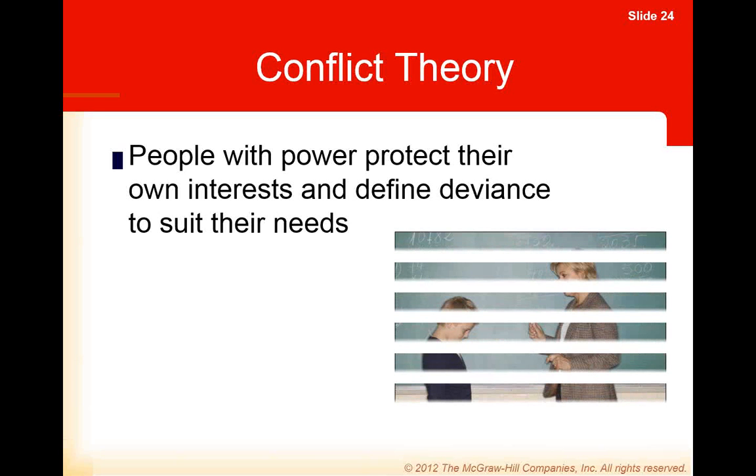Okay, now we get to conflict theory. People with power protect their own interests and define deviance to suit their needs. Why do you think we see violent crime instead of corporate crime more frequently in the news? According to conflict theory, it's because violent crime, or what we would call street crime, is committed by people from lower classes. Corporate crime is committed by the elites.